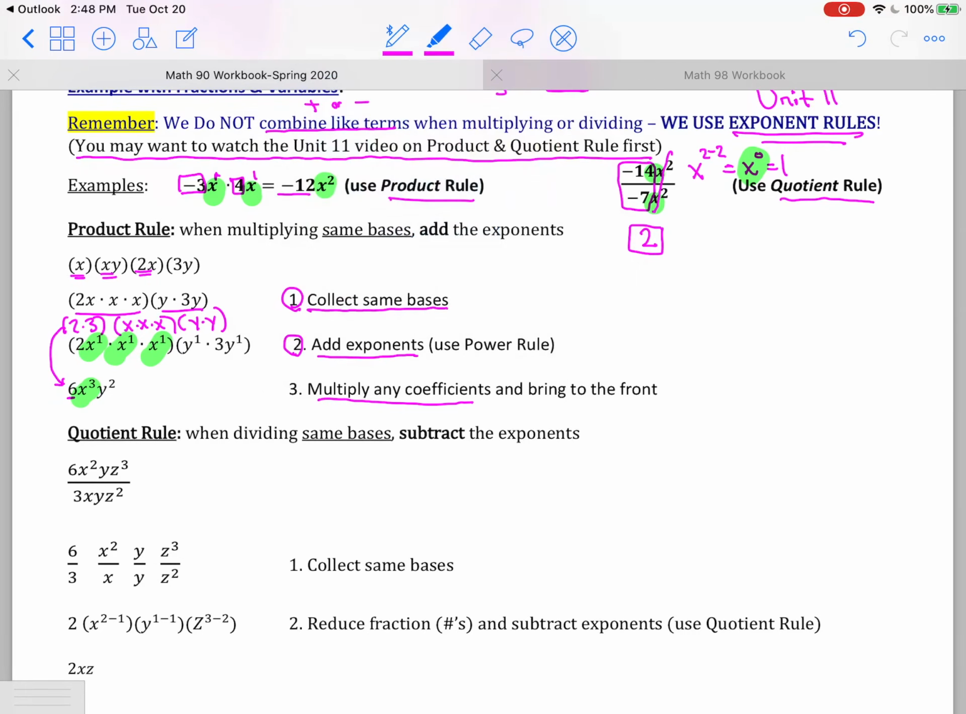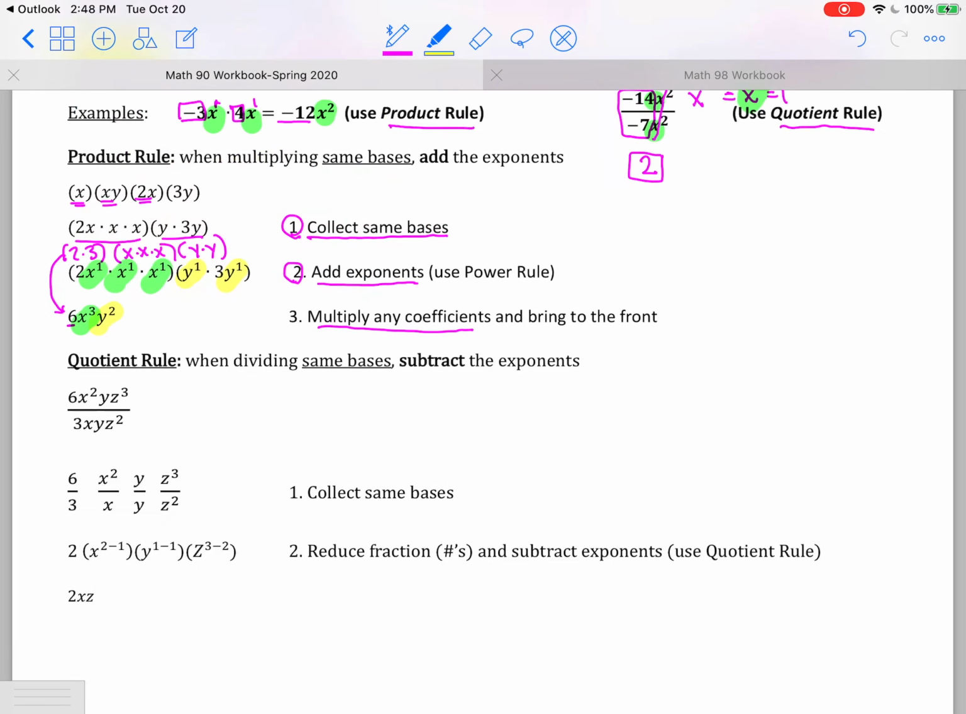Then we can look closely at the y's. We have y to the 1st power times y to the 1st power, which is y squared. Remembering that I brought that 3 out front already. Okay, so my final answer is 6x cubed y squared.